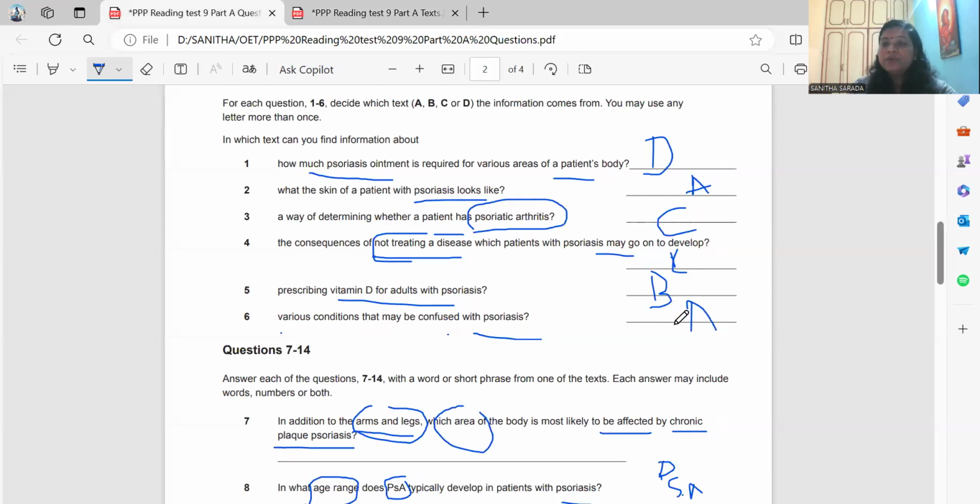So this is the way you have to find all the answers in the part A section. I hope you understood the part A section. I bless everyone to get 20 out of 20 in the OET reading part A section. This is my ambition. Everyone has to pass and get good marks in OET reading part A.